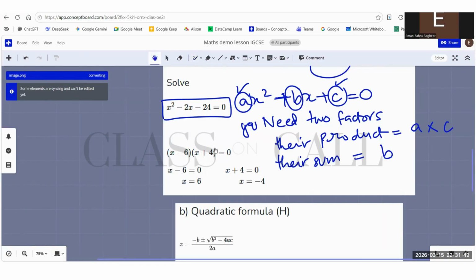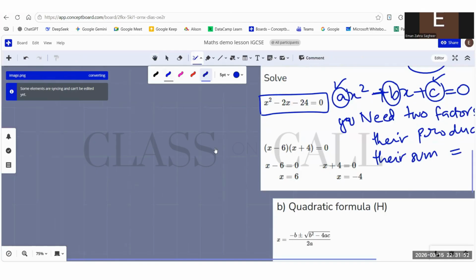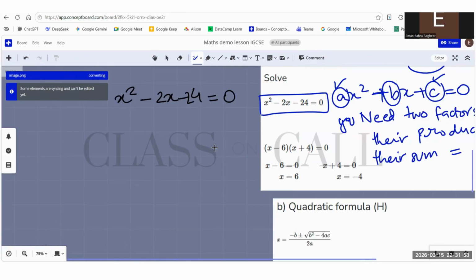Now, if we see here, x squared minus 2x minus 24 equals 0, right? So I want to look at this number here, minus 24. Do not forget the sign. And this coefficient of x squared, which is actually 1. So we don't write 1, we just write it as x squared. We just know that it's 1, okay? So 1 times 24, that's actually negative 24.